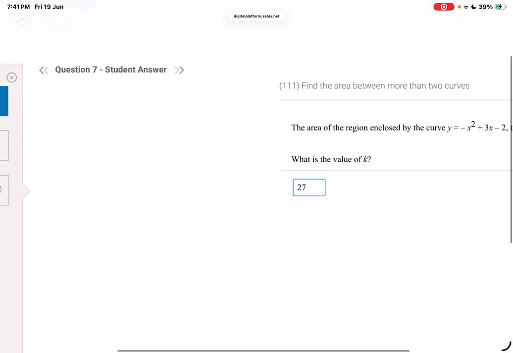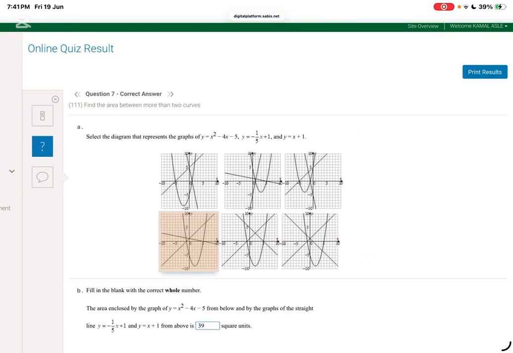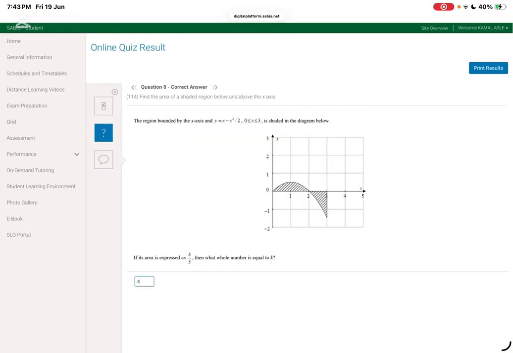Okay, question number 7. How many questions is that? I also just checked, and question 7 won't be coming. So now moving on to question 8 immediately.